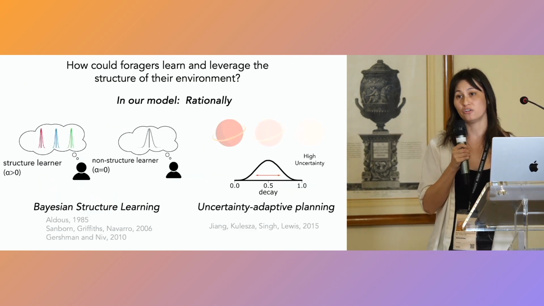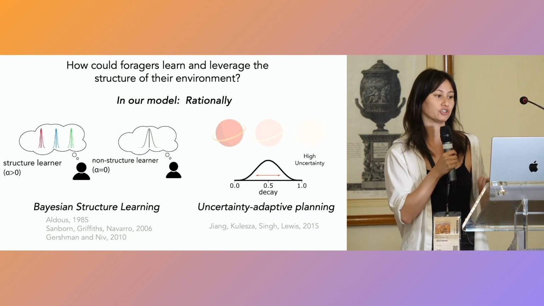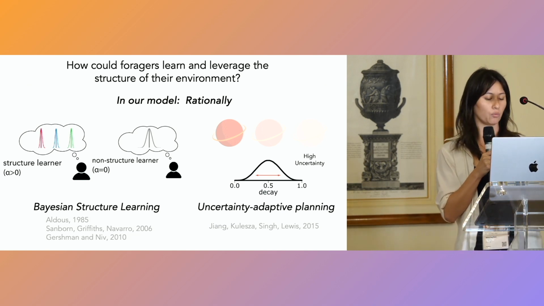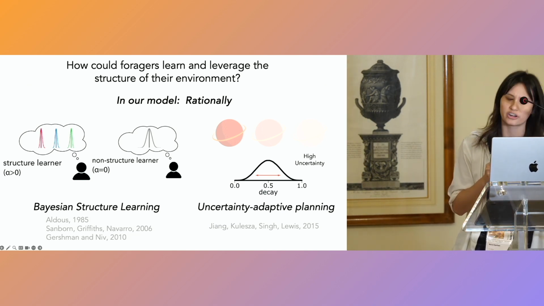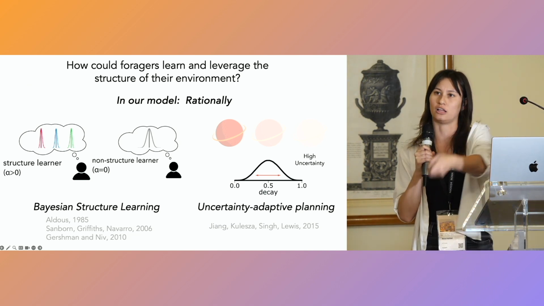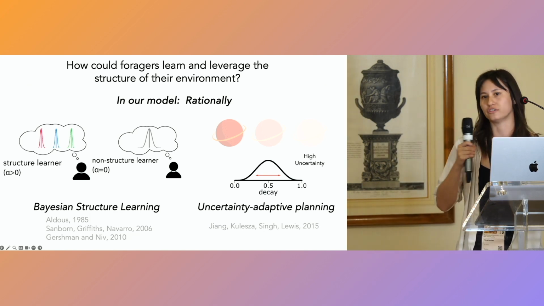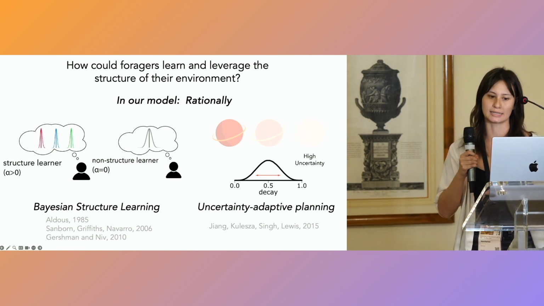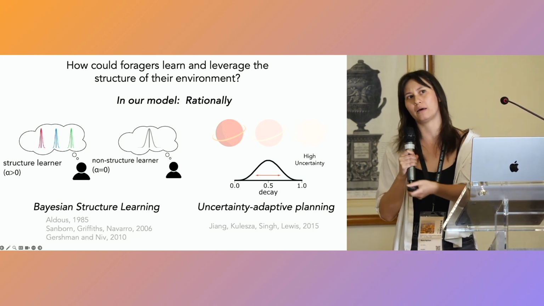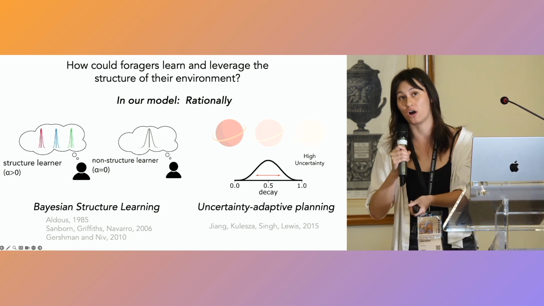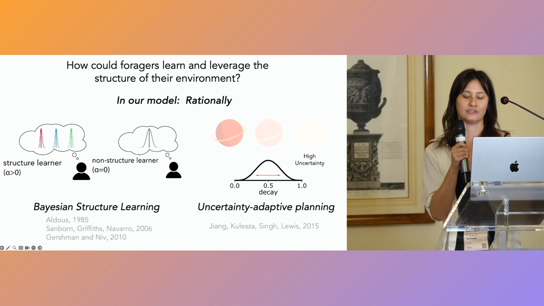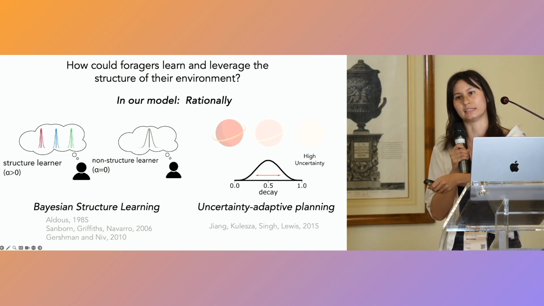So we built a model for how foragers could learn and leverage the structure of their environment. And it's comprised of two mechanisms. One of them is this Bayesian structure learning component, which treats the learning problem as a cluster inference problem. So for those familiar, this is a Chinese restaurant process. So within our task, the learning problem becomes figuring out how many planet types there are and assigning individual planets to these types, and doing this on the basis of how quickly these planets deplete.